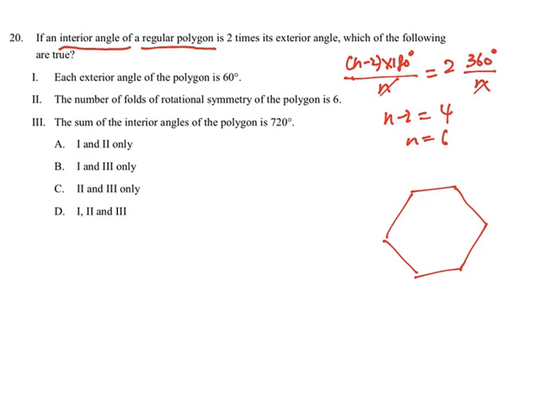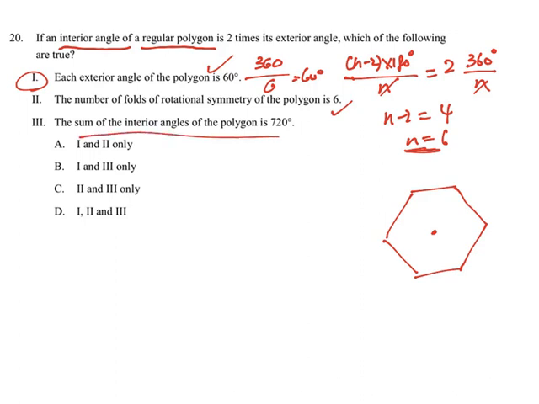For the exterior angle, we know the total of the exterior angles is 360. 360 divided by n is 60 degrees, so it's correct. For rotational symmetry, because it is a hexagon, 6-sided, rotating 360 degrees gives 6, so it's also correct.